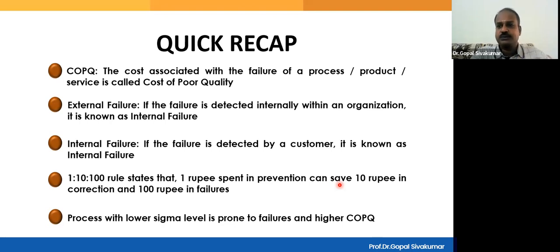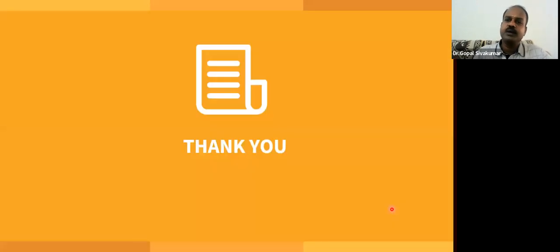So detect the failures internally so that you can prevent the external failure, because external failures are more dangerous than internal failures, and might cause more loss. So the 1-10-100 rule states that 1 rupee spent in prevention can save 10 rupees in correction and 100 rupees in failure. A process with a lower sigma level is prone to failures and will attract higher cost of poor quality. So that's why it's important to improve the sigma level of critical processes, and thereby the cost of poor quality can be brought down. So that's it from me.